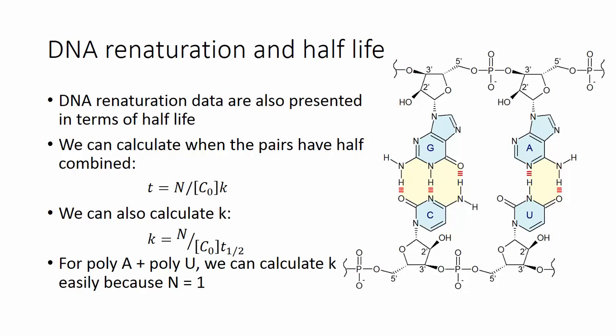And for poly A and poly U, if you're wondering, those of you that aren't too biologically savvy, what poly A and poly U might look like, here is a schematic showing a base pair of the adenine to the uracil, and how they can form double-stranded molecules. So if we have two single-stranded molecules, one poly A, the other poly U, we can calculate our K very easily because N is equal to 1. That makes this reaction a lot simpler.